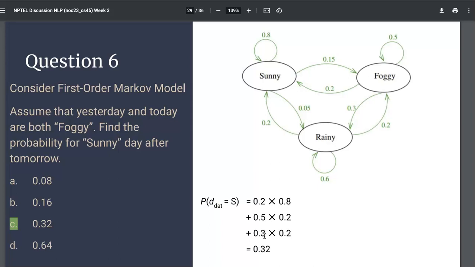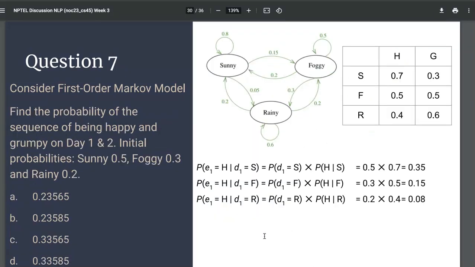Okay, so I have some time, so let's go to the next question. So what is the question? The question is again the same. Consider a first order Markov model, like the previous question. Now find the probability of the sequence of being happy and grumpy on day 1 and day 2. So they are giving day 1, day 2 initial probabilities.